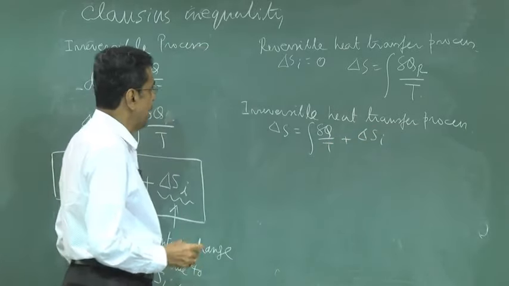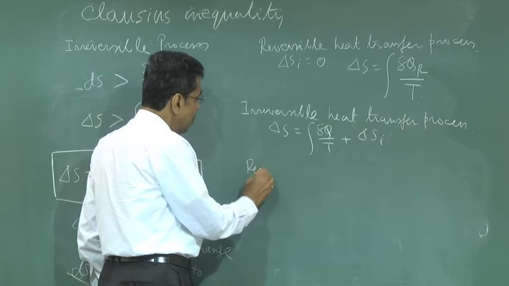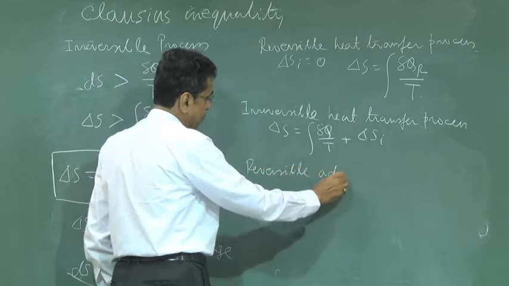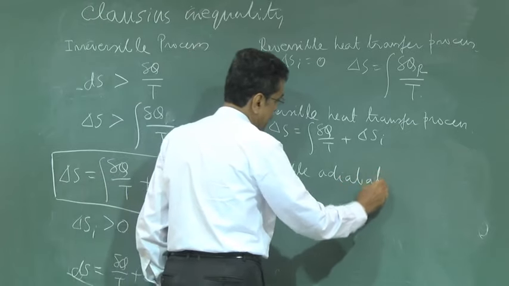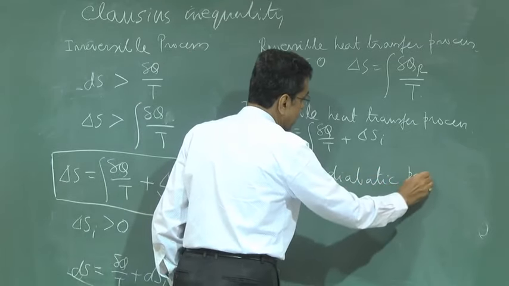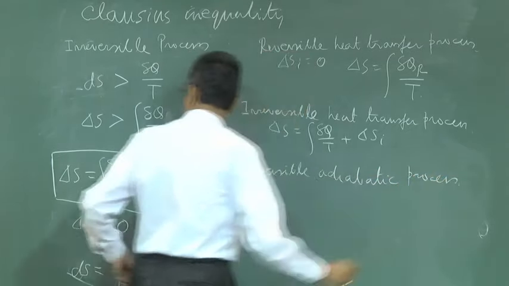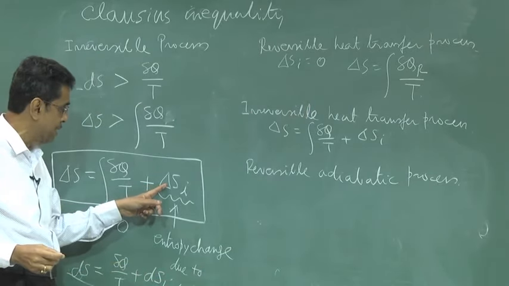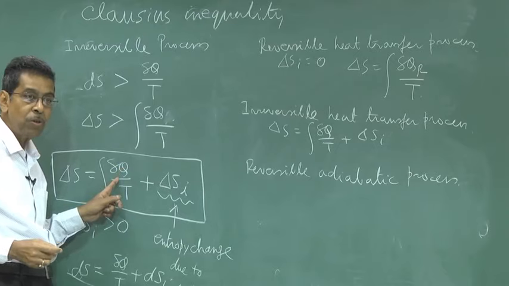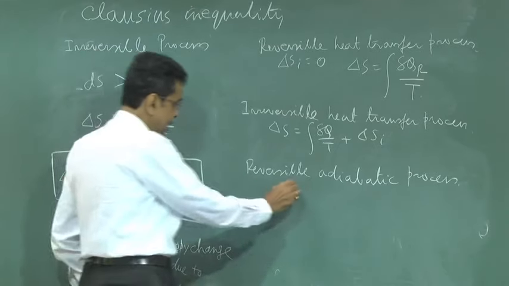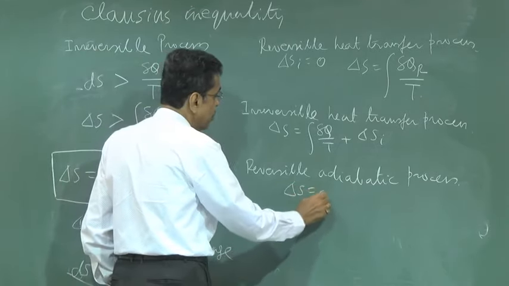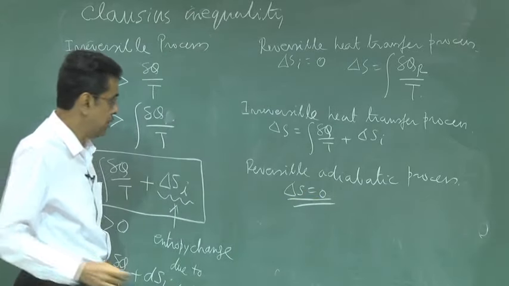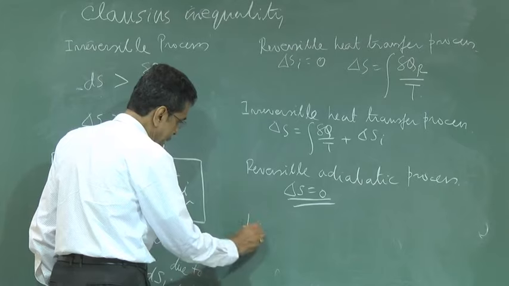Now, consider a reversible process without heat transfer, that is, a reversible adiabatic process. These are the special cases. In a reversible adiabatic process, this is beautiful: because it is internally reversible, delta si is 0, and delta q is also 0. That means delta s is 0, so entropy remains the same and doesn't change.